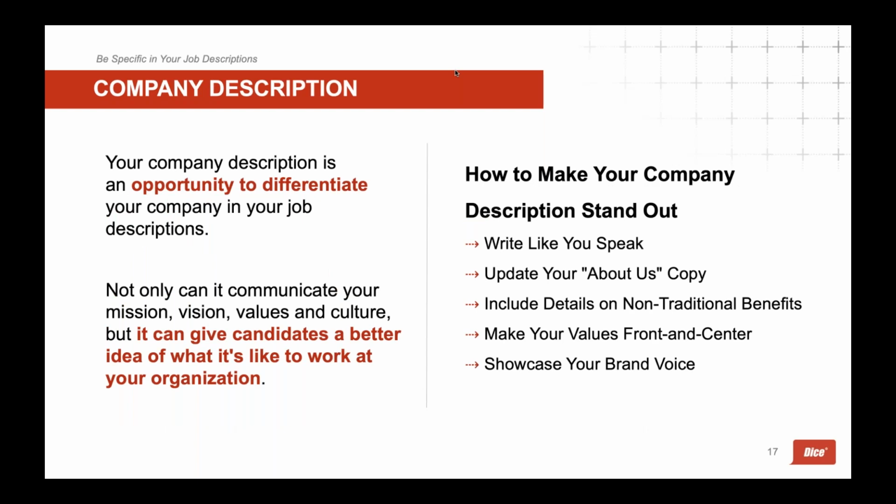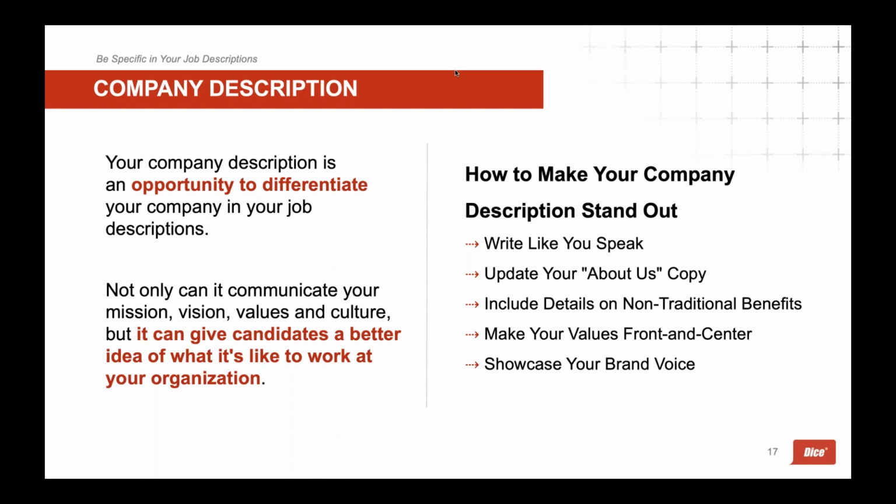Another part of your job descriptions where you can be more specific and differentiate your organization is in your company description. Not only can your company description communicate your mission, vision, values, and culture, but it can give candidates a better idea of what it's like to work at your organization. Here are a few pointers for differentiating your job description with your company description.